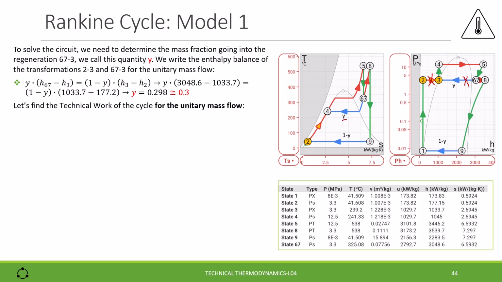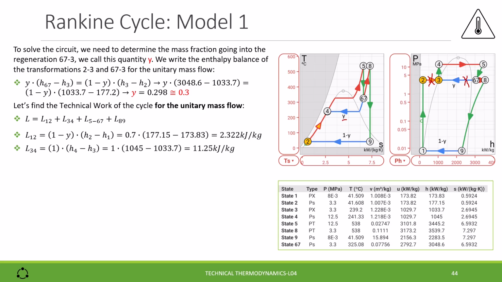Let's find now the technical work of the cycle still for the unitary mass flow. The work is the sum of the works 1, 2, 3, 4, 5, 6-7 and 8, 9. Work 1, 2 is 1 minus Y into H2 minus H1. We get 2.322 kJ per kilogram.